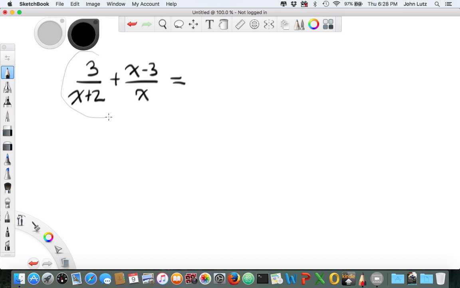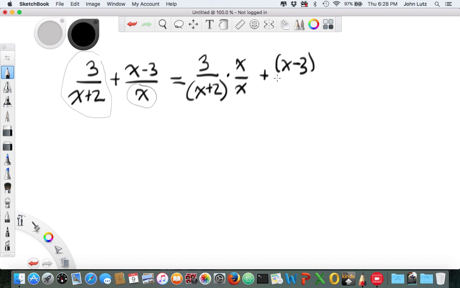I'm going to take this first one and multiply it by this on the top and the bottom. So it's going to be 3 over x plus 2. I'm going to go ahead and put this x plus 2 in parentheses, times x over x, okay, plus, I'm going to put my x minus 3 in parentheses too to show that the whole thing is a unit, over x times x plus 2, on the top and the bottom. x plus 2 on the top and x plus 2 on the bottom. Okay? So that's going to equal 3x on the top.